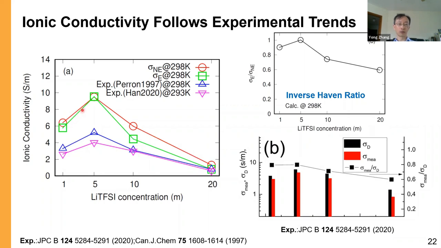Our calculated absolute value is higher than experiment, but we do have the trend correctly captured, like the peak position and the overall shape of the curve. When we calculate the so-called inverse Haven ratio, the ratio of the two calculated conductivities, this ratio agrees with experimental results very well, especially at high concentration. For example, at 20 molal, the experimental value is about 0.6, and we also have 0.6. So considering viscosity and conductivity so far, the calculation is not that bad.